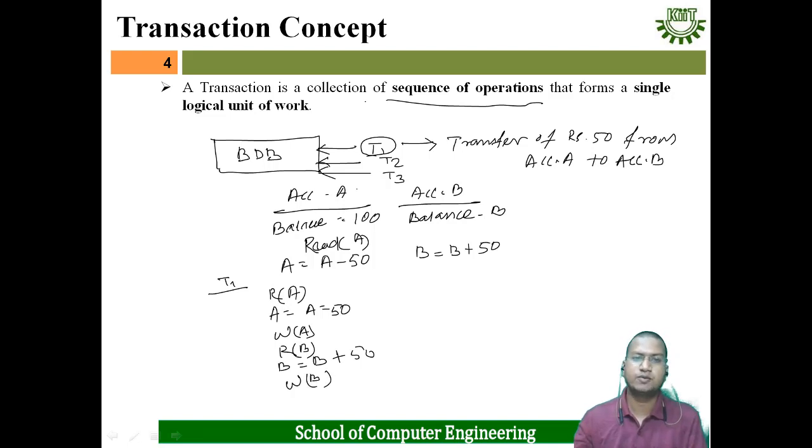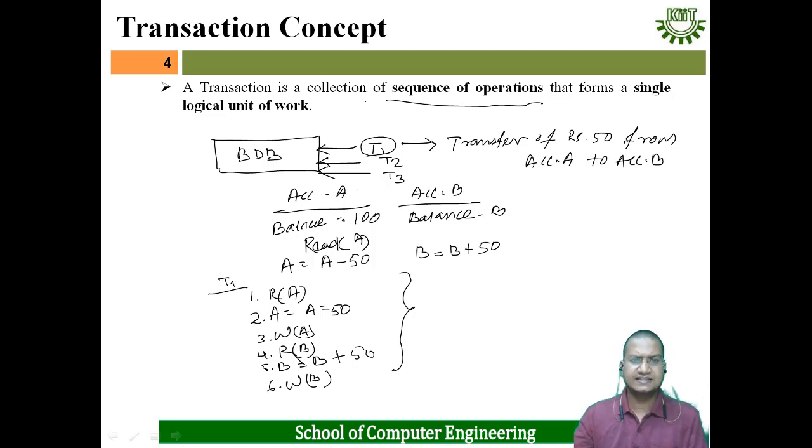These are the various sequence of operations, and all those operations have to be performed in sequential manner. This is your 1, 2, 3, 4, 5, 6. Understood? These are the sequence of operations which we have to perform to complete a single logical unit of work. The logical unit of work is the transfer of 50 rupees from account A to account B, and this we can say is a transaction. Here a sequence of 6 operations are sequentially executed to complete one single logical work, and this is your transaction.